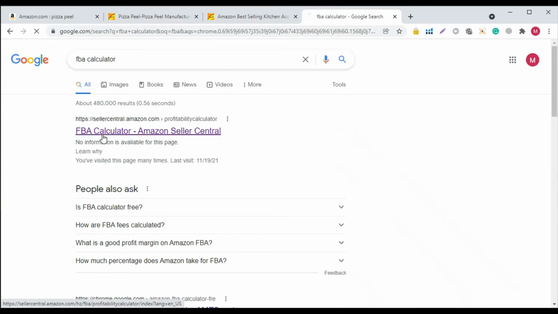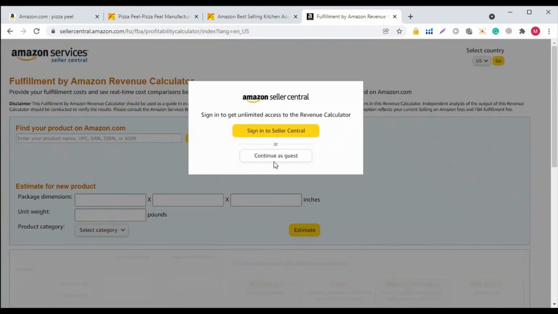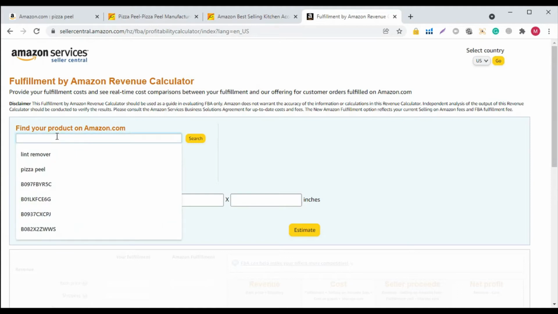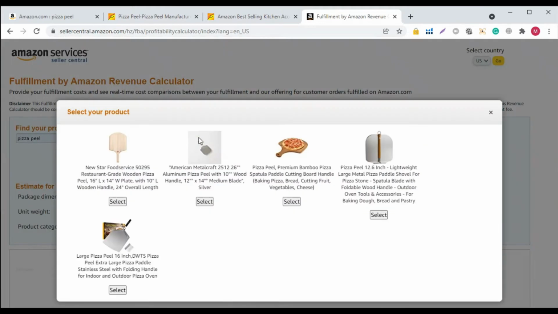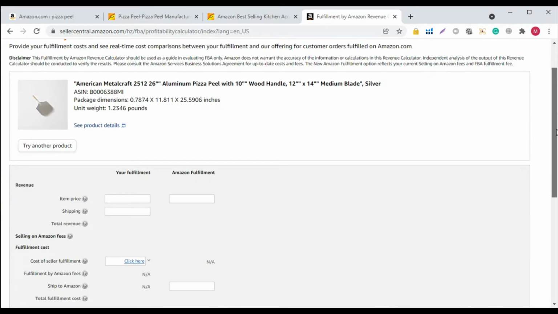So I will search FBA calculator on Google. Yes, I can continue as a guest. So here I will write down the main keyword of my product, which is, sorry, pizza peel. Pizza peel, yes, it comes up. Just search it. This one best matches mine because it's the steel one. And yes, I got two options here.